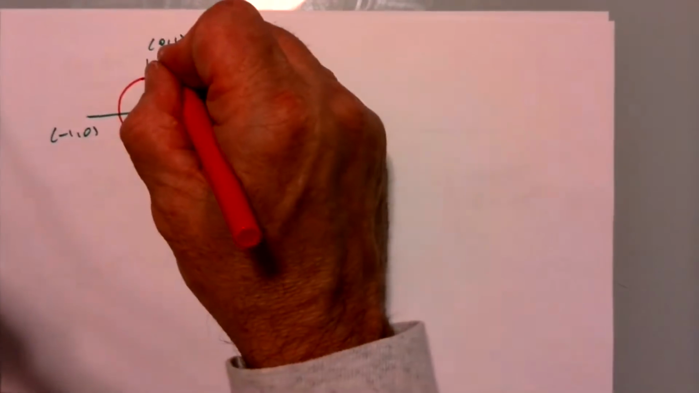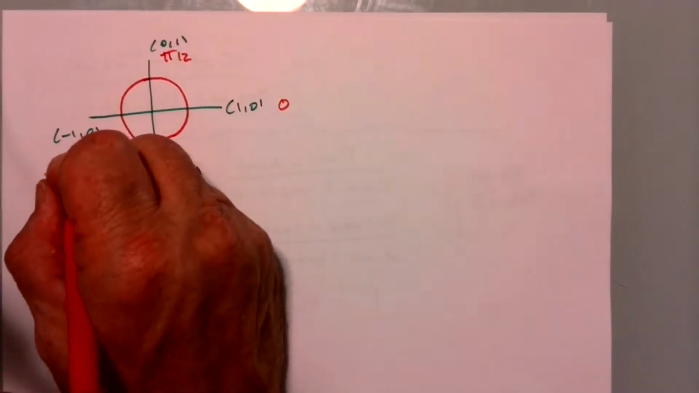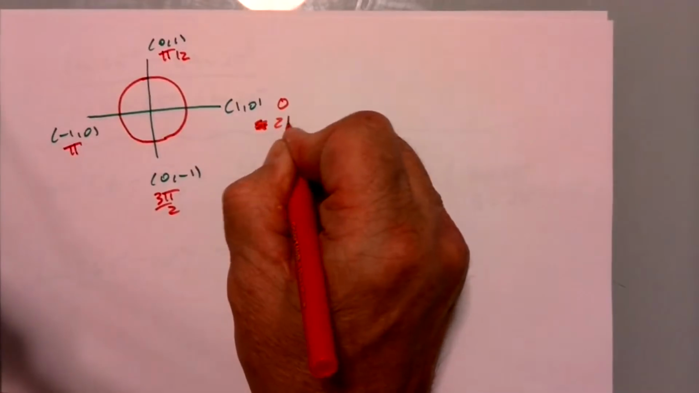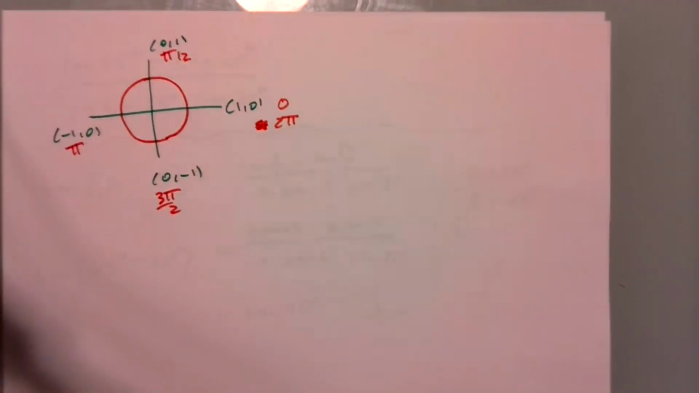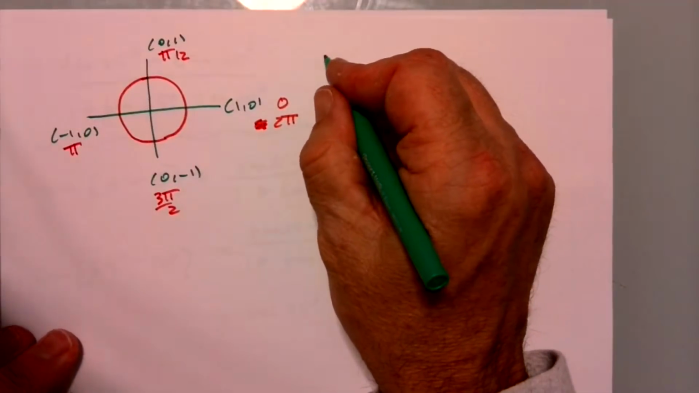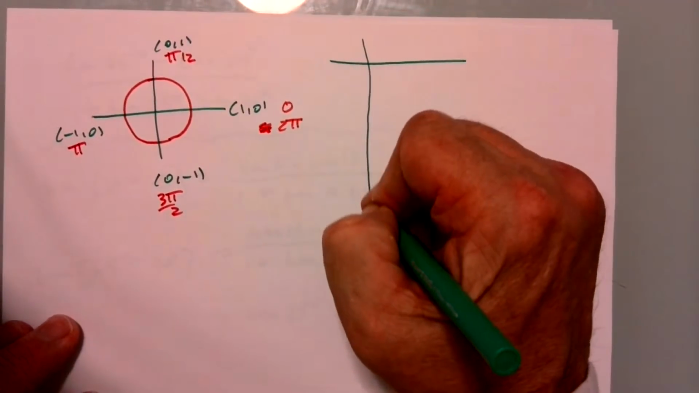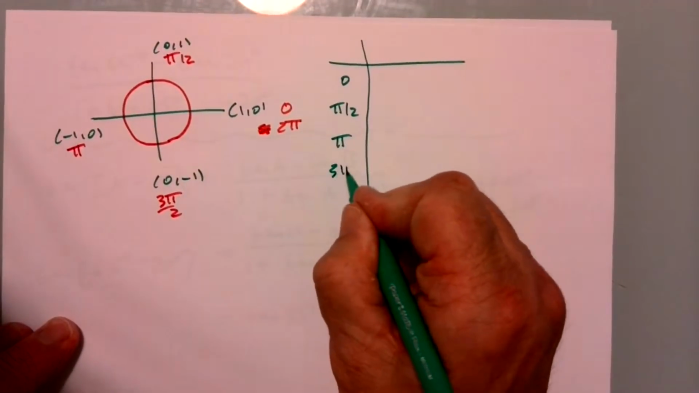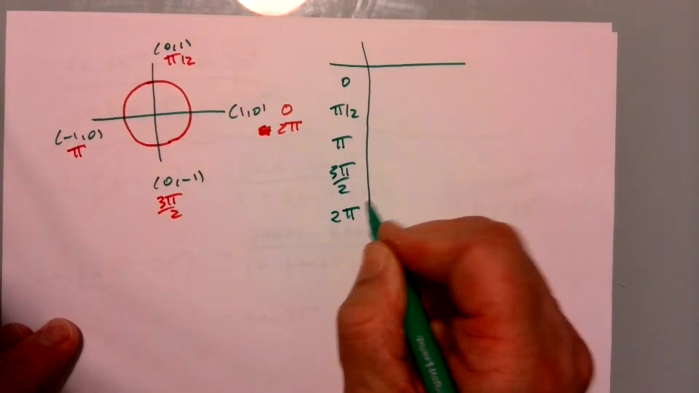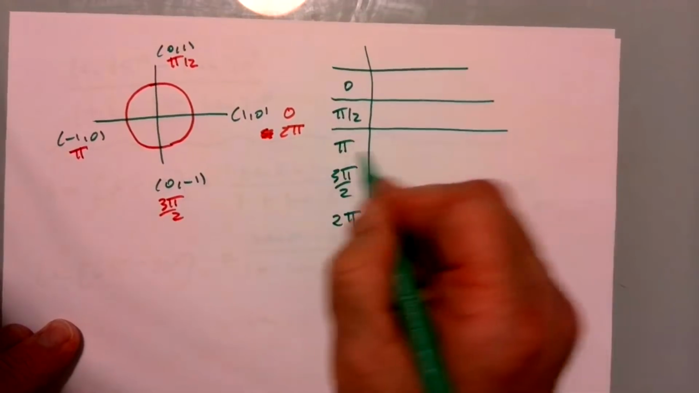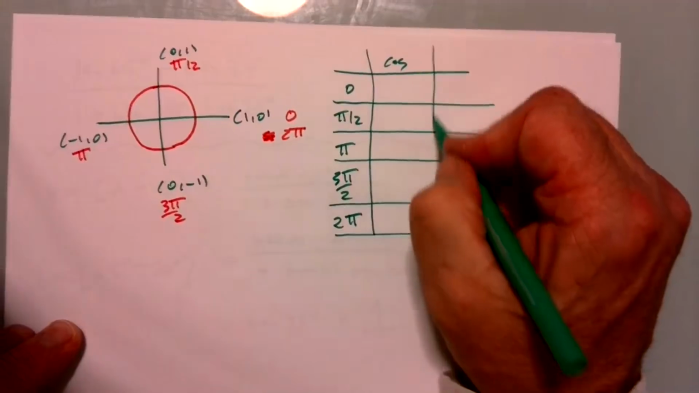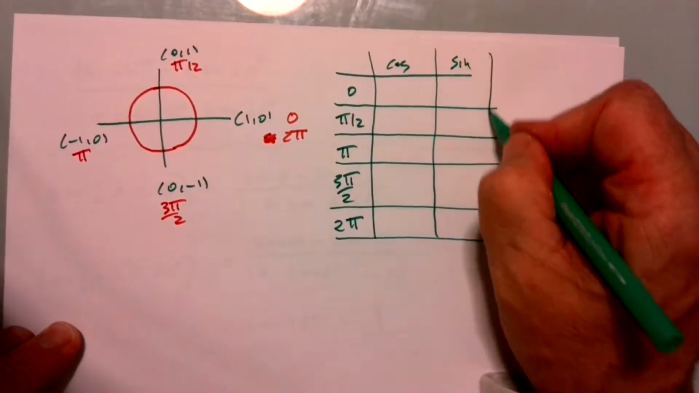But in calculus, we almost exclusively use radian measure, so that's 0 radians. This is pi over 2. That's pi. That's 3 pi over 2. And that's 2 pi. So if we have our unit circle angles being 0, pi over 2, pi, 3 pi over 2, 2 pi, cosine value is x, sine value is y. Cosine value is x, sine value is y.